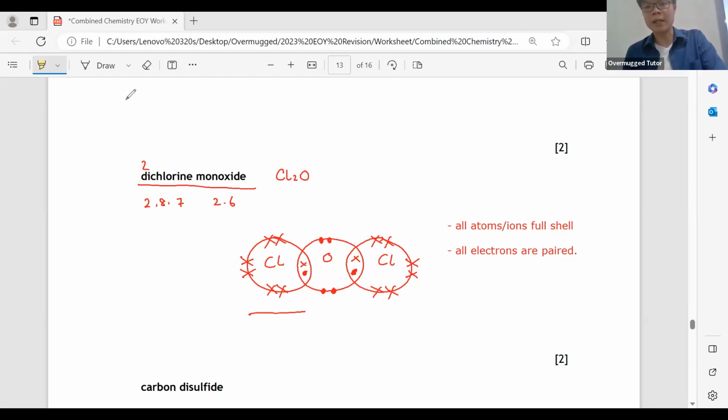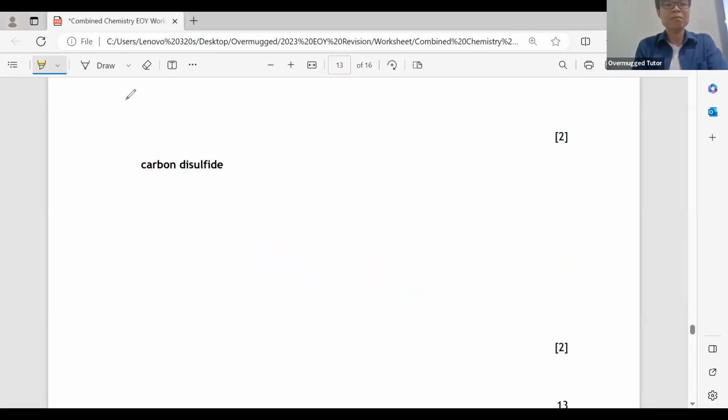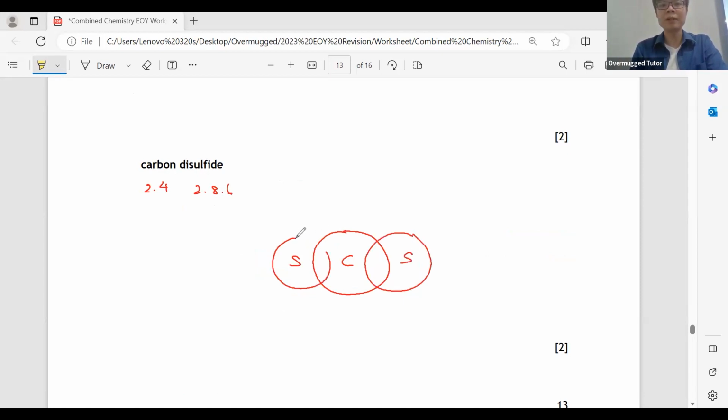Okay, then the last one I will just show you. Carbon is 2.4. Sulfur is 2.8.6. This is non-metal as well. This is the last one already. Hang in there. This is actually a variation of your carbon dioxide. They just change the O to S.